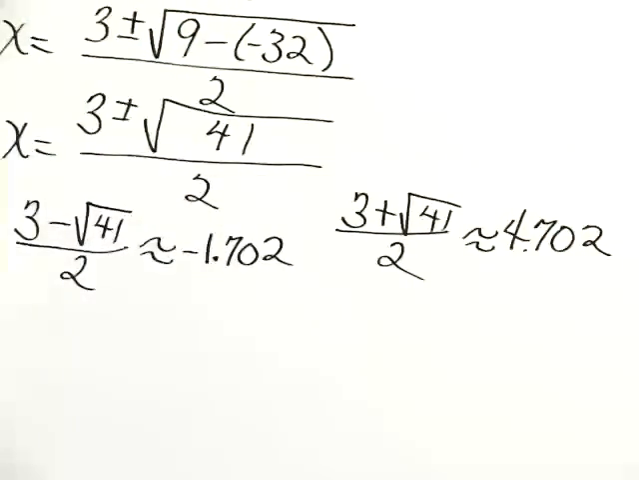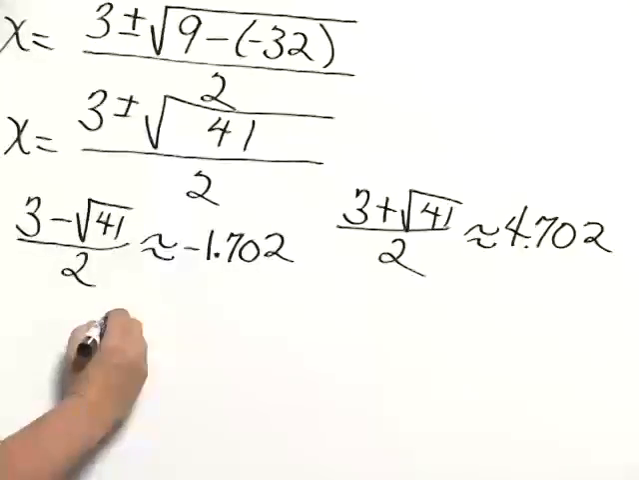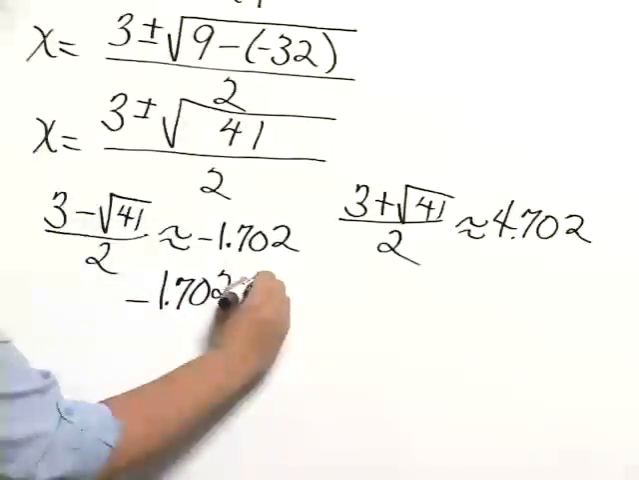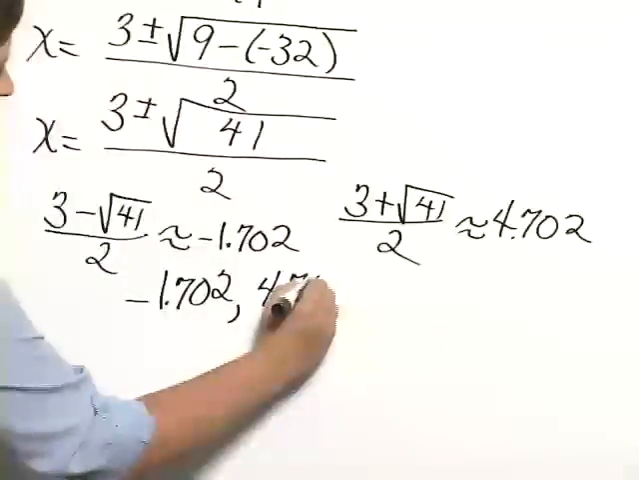So the solutions approximated to the nearest thousandth are negative 1.702 and 4.702.